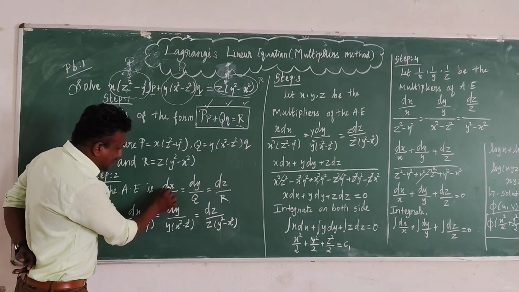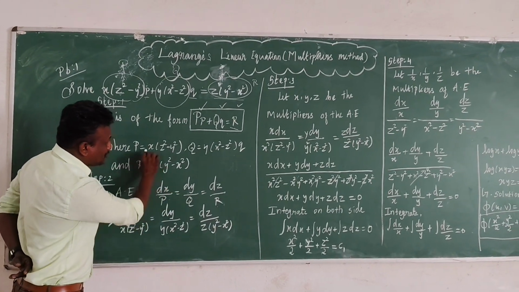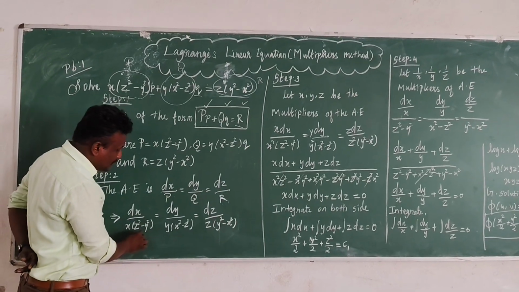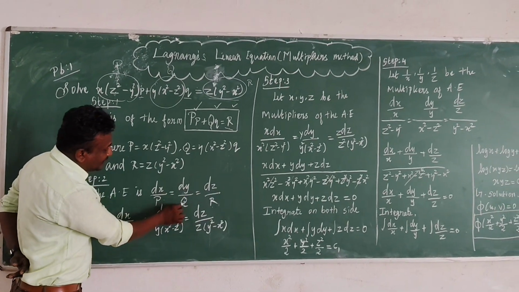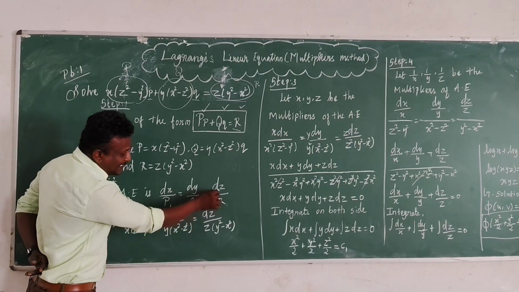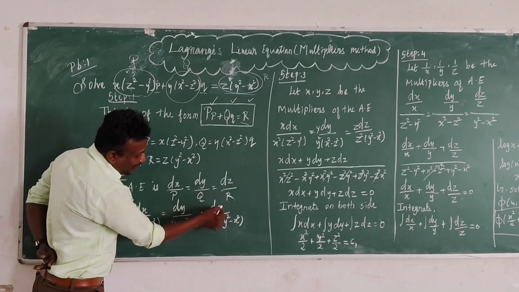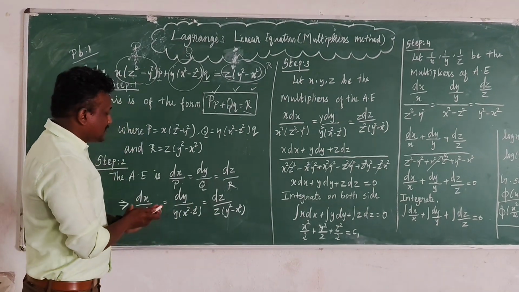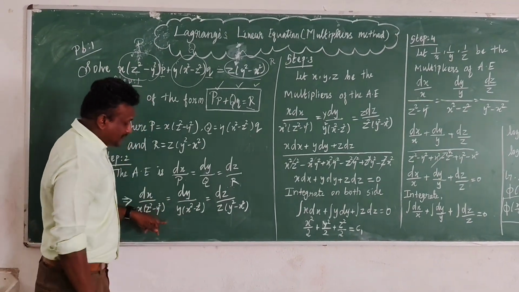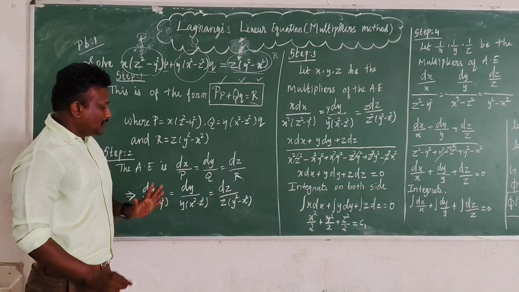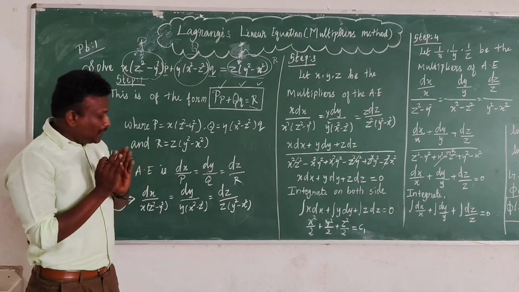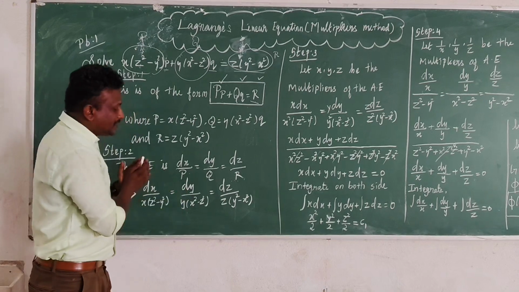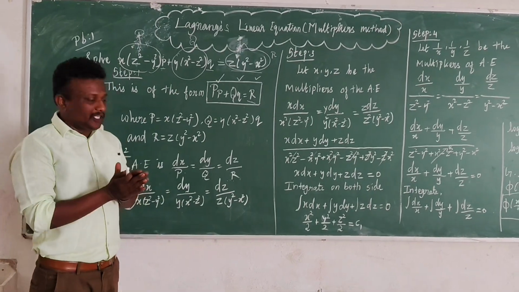Now I am going to substitute these three results in this auxiliary equation. After substituting, dx is divided by its value of P, dy is divided by its value of Q, and dz is divided by the actual value of R. This is your current auxiliary equation. Here you have to obtain the general solution from this auxiliary equation by using some mathematical concepts.